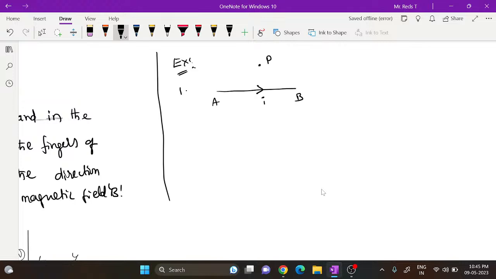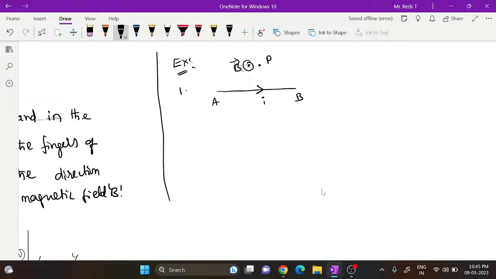What you have to do is stretch the thumb in the direction of current, from A to B, and the fingers onto the point. Then the palm will be facing you. That means the magnetic field will be towards you, outward. Here at this point, the magnetic field will be outward. That can be represented with the dot symbol.